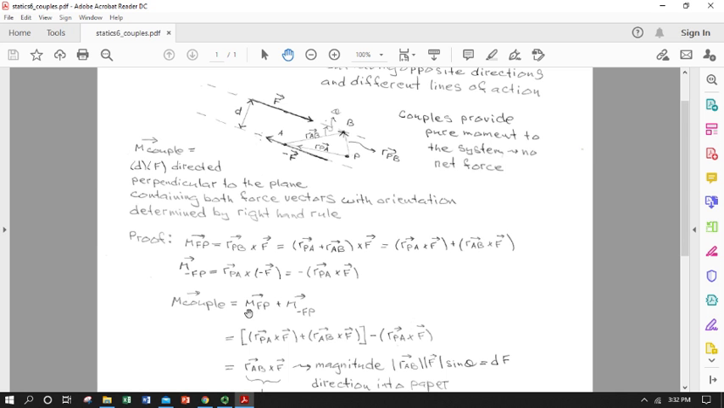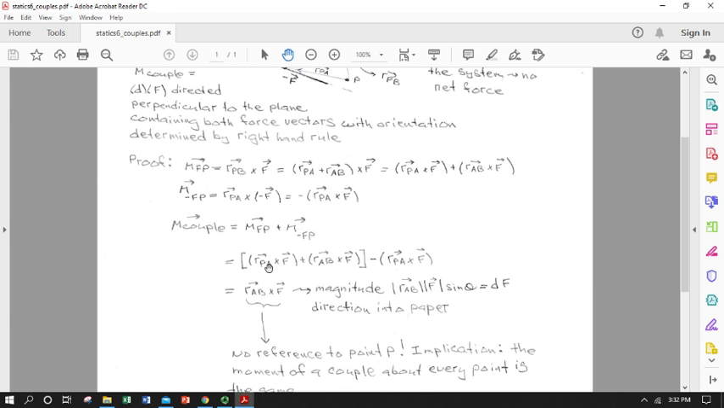So the moment due to F about P is this right here. So I'm going to put that in, and then I'm going to subtract what I got for the moment due to negative F about point P, which is this right here. So there that is. Okay, so now I'm going to do some recognition here. Let's look and see if we got any terms we can cancel. Oh wow, check this out.